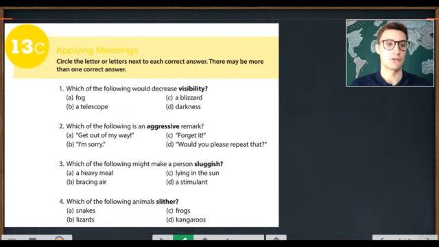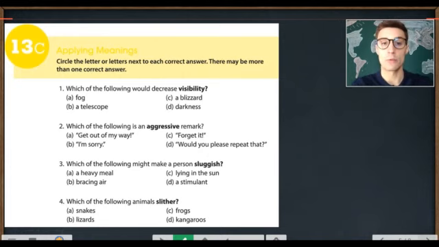Let's move on to 13C. Activity 13C. Let's first read the instruction. Applying meanings. Circle the letter next to each correct answer. There may be more than one correct answer. Great. Number 1. Which of the following would decrease visibility? A. Fog. B. A telescope. C. A blizzard. D. Darkness. I can see 3 that are correct.